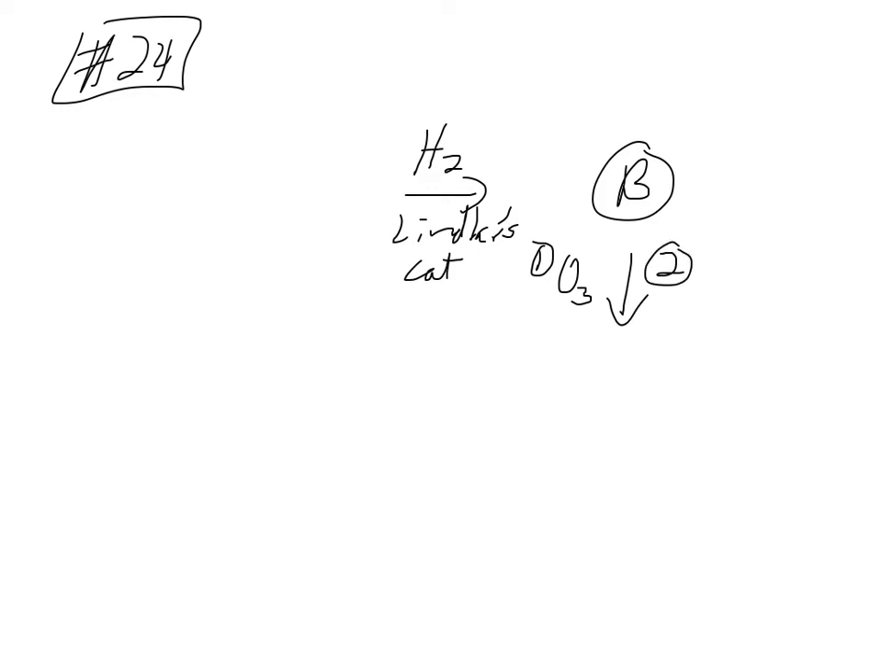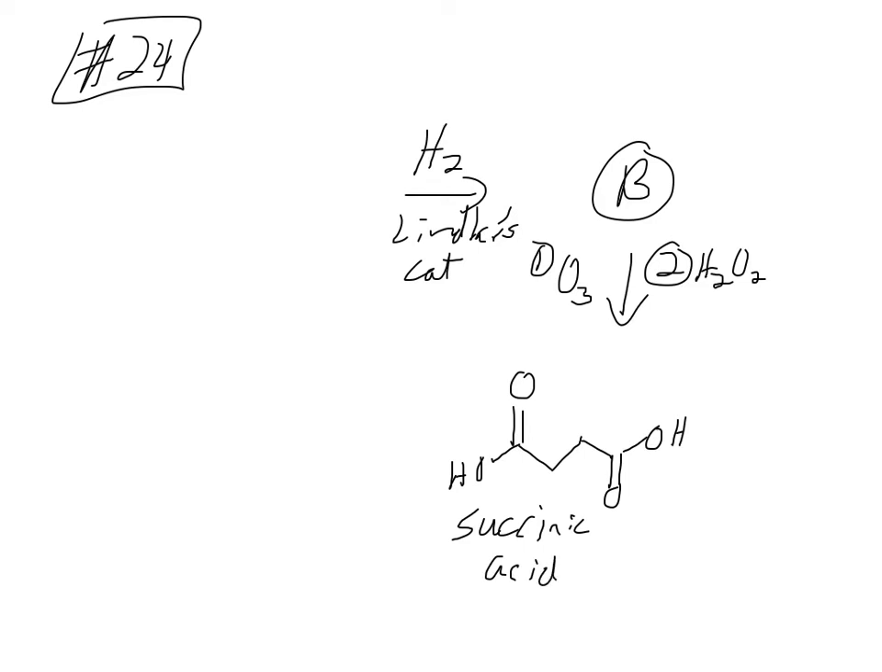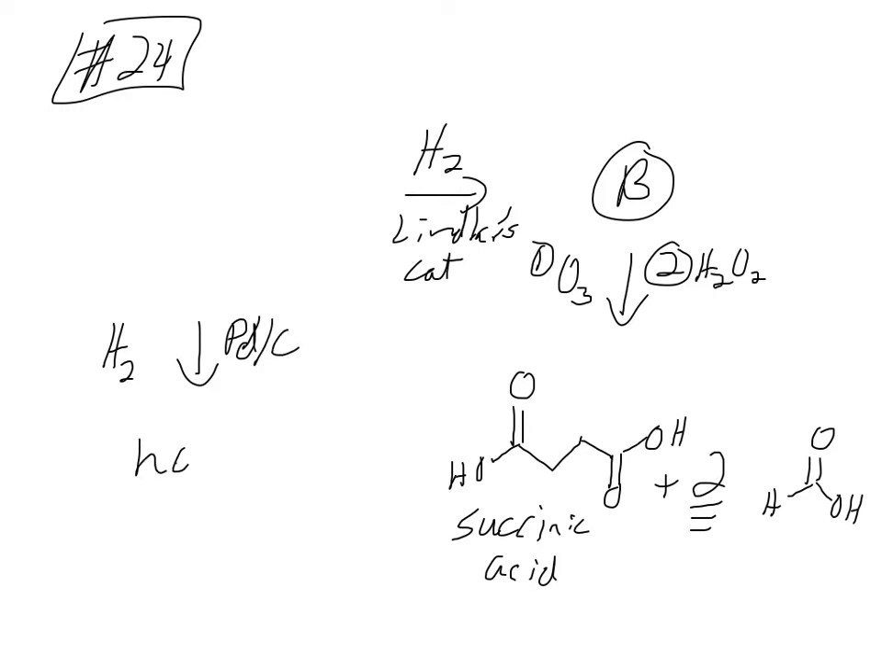But then there's this new thing, H2O2, which is hydrogen peroxide, an oxidant. The product they're showing us is succinic acid. And, now this is important, there are 2 formic acids. They're also saying over here that H2, palladium on carbon turns this into hexane.